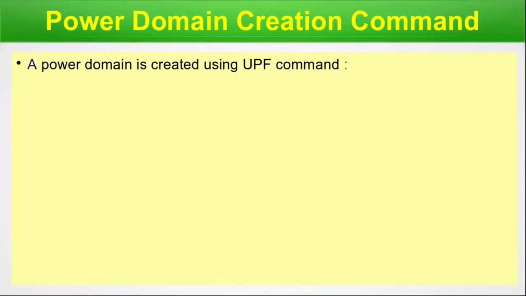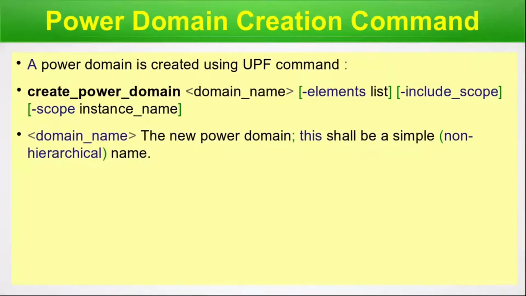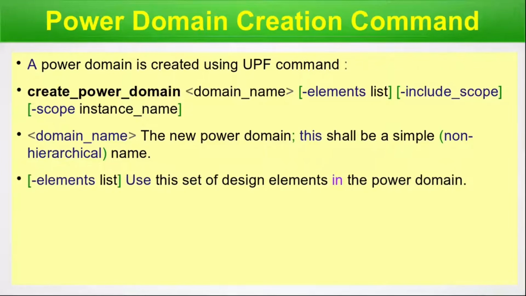Power domain creation command. Now we'll come to the command with which we can create a power domain in UPF. A power domain is created using the command create_power_domain. Next comes the domain name, and next is elements, the list of design elements, and the two others are include_scope and scope with the instance name. Let's see what they are. The domain name is the new power domain that we are creating. This shall be a very simple name, non-hierarchical, okay? Elements: use this set of design elements in the power domain. Don't worry, we'll see an example, so you will come to know.